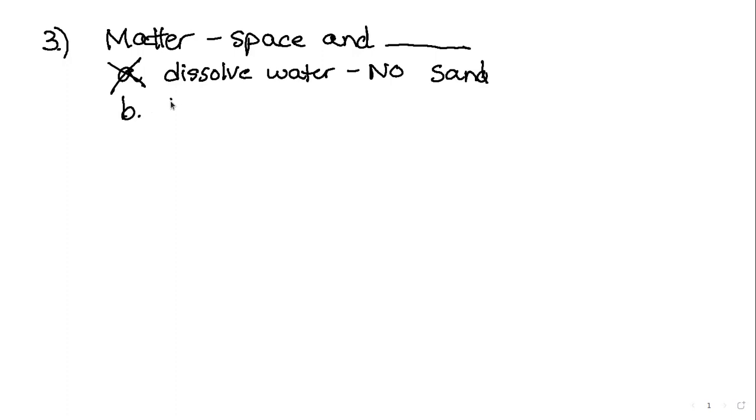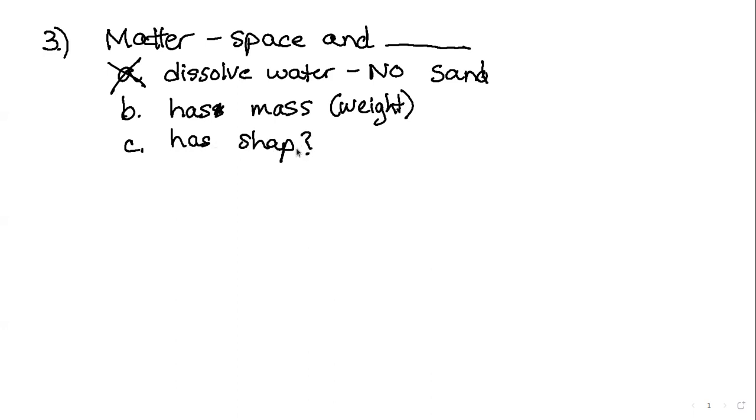B, has mass. That means weight. Has an amount of stuff in it. So that one would be good. Let's check through them though. Has shape. Well, does everything have a shape? Well, what about liquids? Liquids don't have a shape. So no, C's not going to be it.